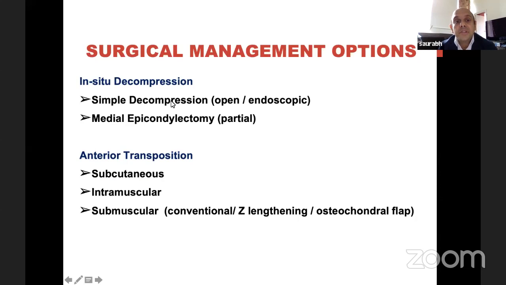In terms of surgical management, you can be asked as to the choices. So one is a simple decompression, open or endoscopic, and you can combine it with medial epicondylectomy or an anterior transposition. Anterior transposition can be subcutaneous, inside the muscle, or submuscular, which we're going to see in the coming slides.